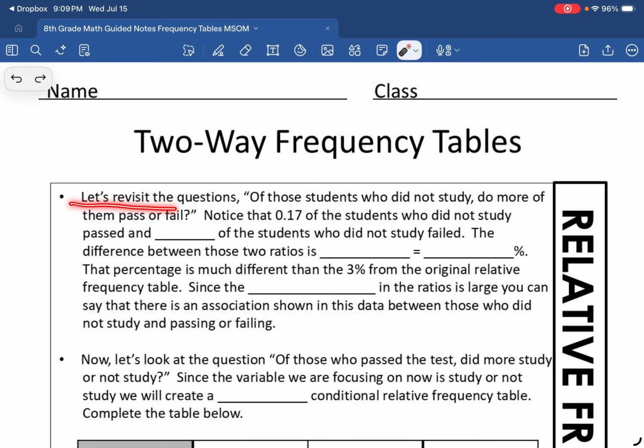Let's revisit the questions. Of those students who did not study, did more of them pass or fail? Notice that 0.17 of the students who did not study passed. So let's look back here.